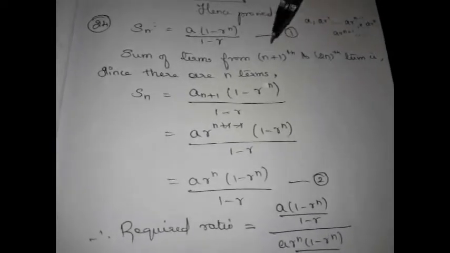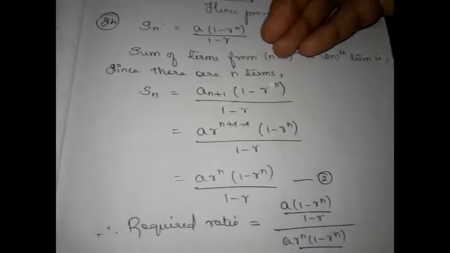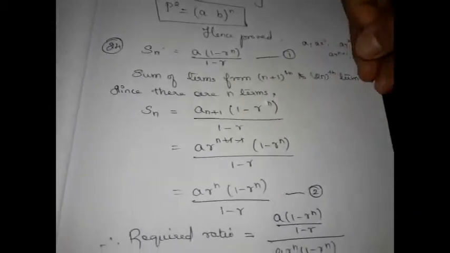The sum of terms from the (n+1)th to the 2nth term, we need to find. So how many terms are there from n+1 to 2n? n+1, n+2, n+3. Likewise, if you count till 2n, how many terms will there be? n terms, right? So there are n terms.